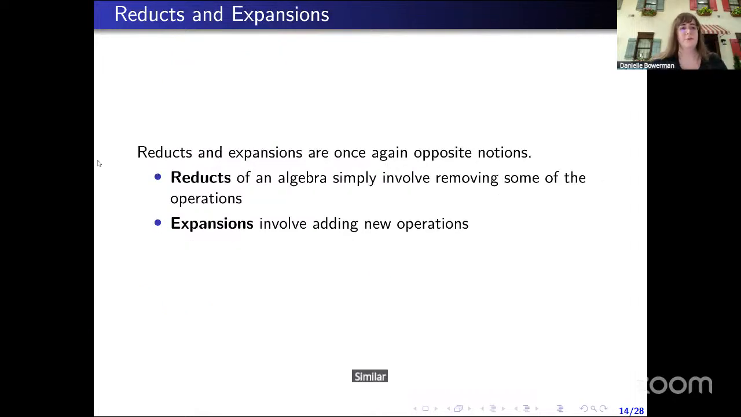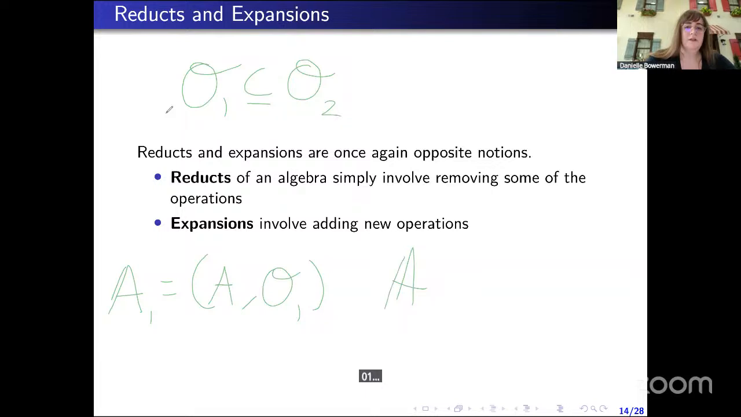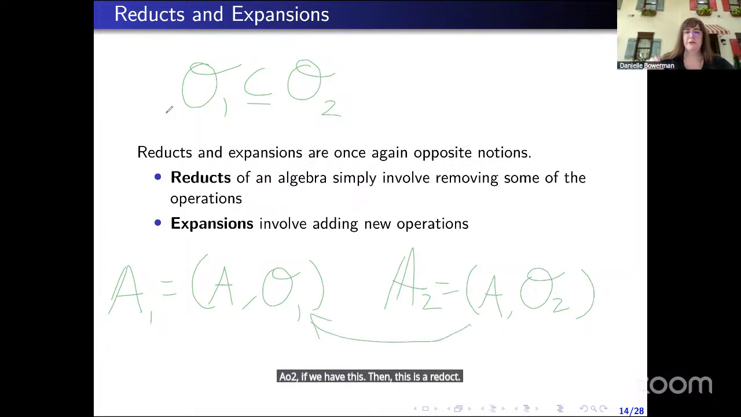Similar concept also works for reducts and expansions, except instead of the underlying set, it's the operations. If this is the case, then A1 equals A01, A2 equals A02. If we have this, then this is a reduct. A1 is a reduct of A2, and A2 is an expansion of A1.